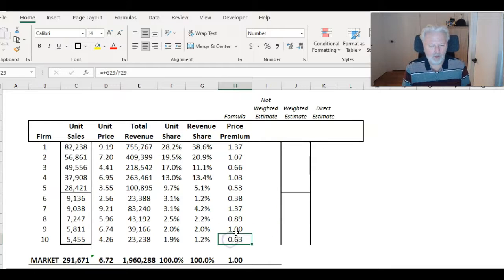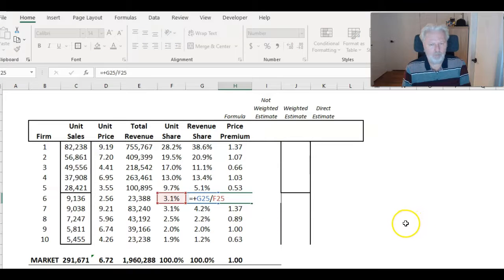They're all formulas. And this one here, as you can see, whenever we have a match 2 and 2, we have a price premium of exactly the average. So there it is. It's simply a formula all the way through.